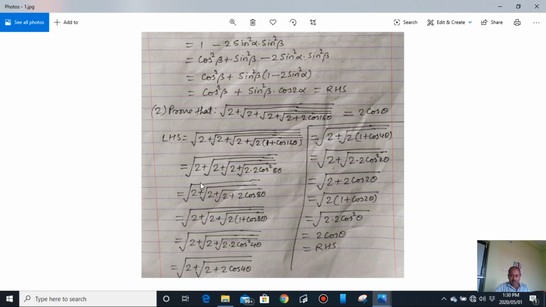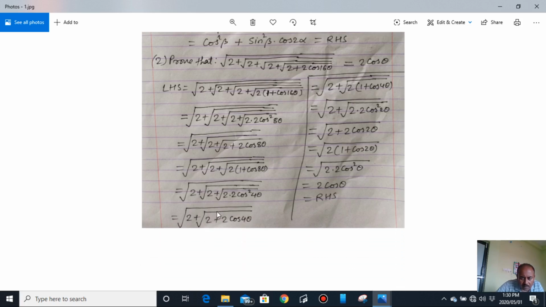Now at this step, only 3 levels of root are left. Now again in the innermost root you apply the same technique that we have applied here. 2 common, so 1 plus cos 8 theta. 8 theta is 2 into 4 theta. So 1 plus cos 2 into 4 theta becomes 2 cos square 4 theta. This 2 is carried here. 2 2s are 4. So again take a square root. The square root of 4 is 2. The square root of cos square 4 theta is cos 4 theta.